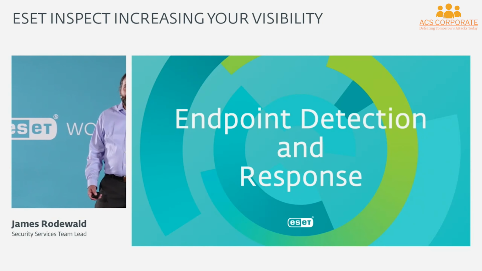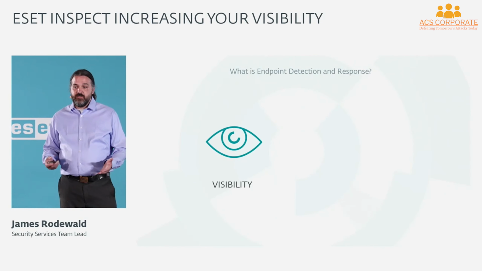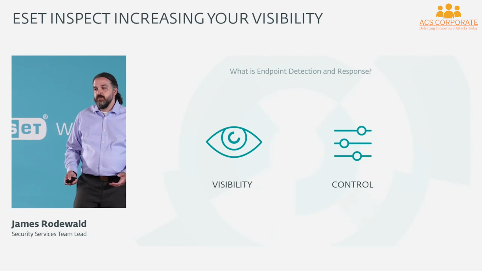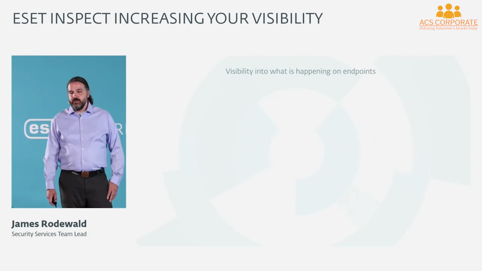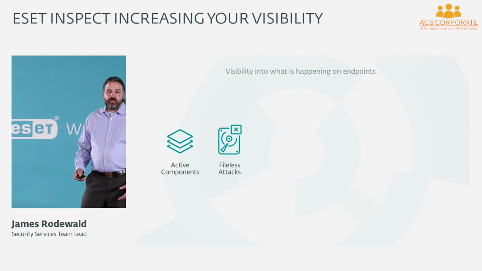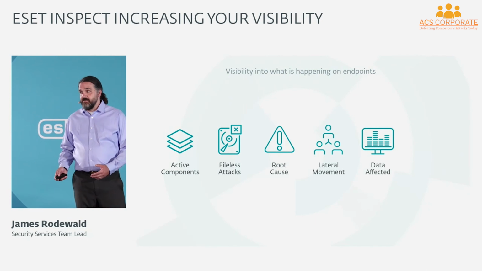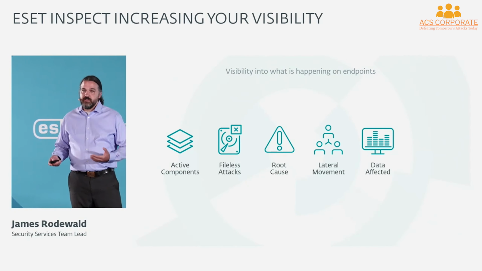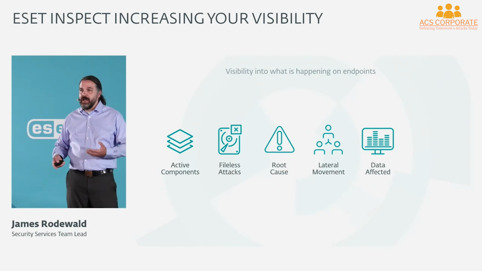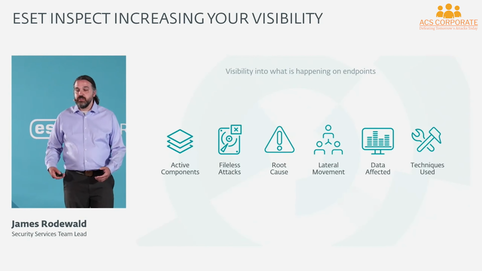So endpoint detection and response, what is it? Endpoint detection and response is just detection, which is visibility, and response, which is your ability to control whatever you're seeing. So it's visibility into what's happening on endpoints. This is active components, fileless attacks, root cause, lateral movement, and any data that's affected. That can be really important if you're ever affected by ransomware: what folders had encryption happen to them, so that you can see about how bad it was affecting you. And you get to see the techniques, tactics, and procedures that are used by the attack.